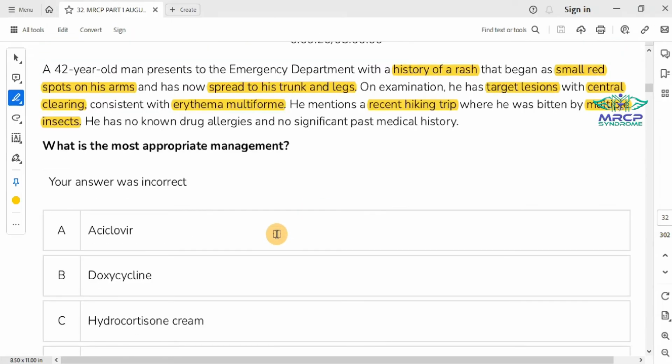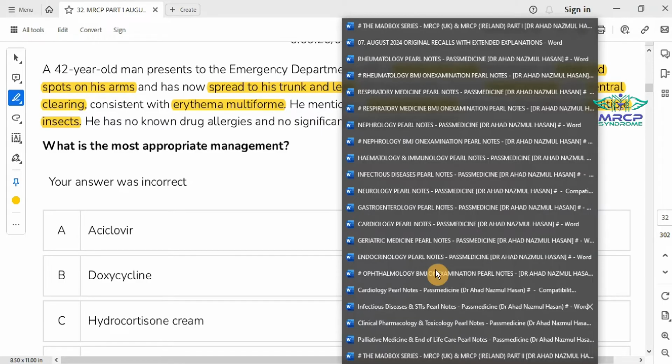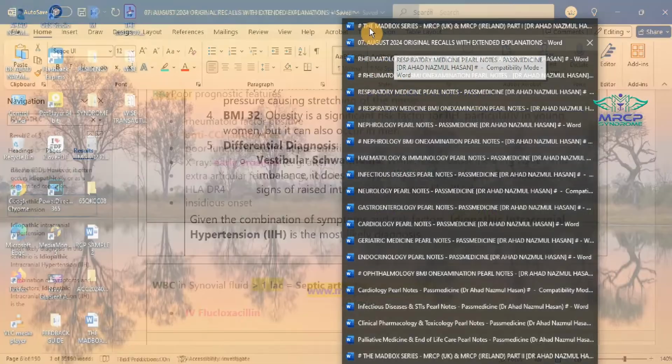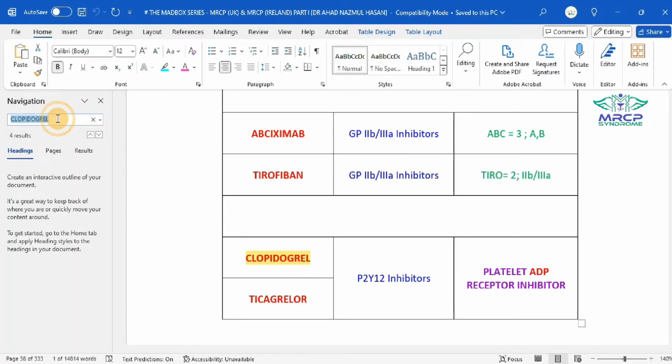Doxycycline. This is Lyme disease. So this is a case of Lyme disease, and first line management for Lyme disease is doxycycline. And what should be the management in a pregnant lady with Lyme disease?